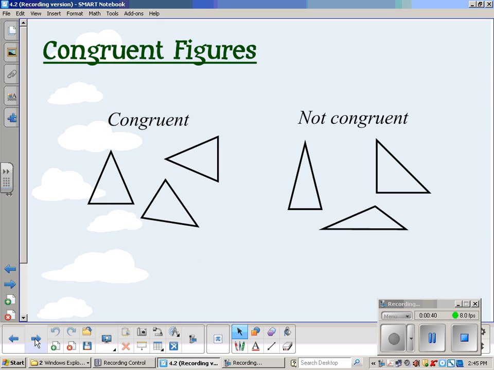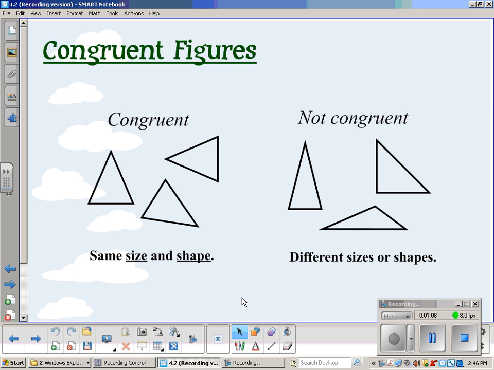To the left, you'll see three triangles which are congruent. On the right, three triangles which would not be considered congruent. So take a minute to see what the similarities and differences are between these sets of triangles. So what exactly does it take for triangles to be congruent? Well, those triangles should have the same size and shape. For triangles that are not congruent, they're going to have different sizes or shapes.